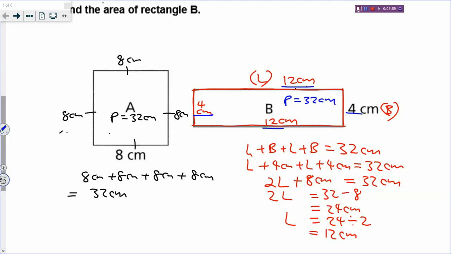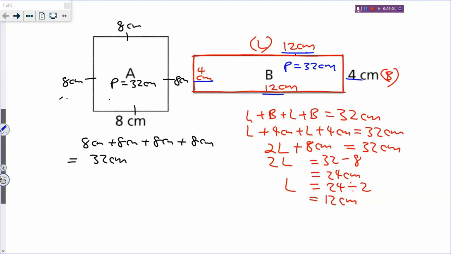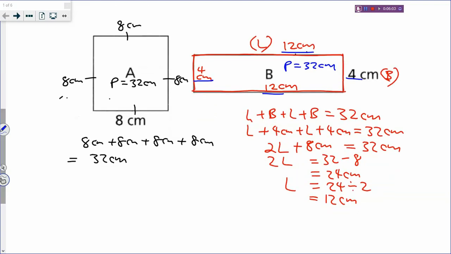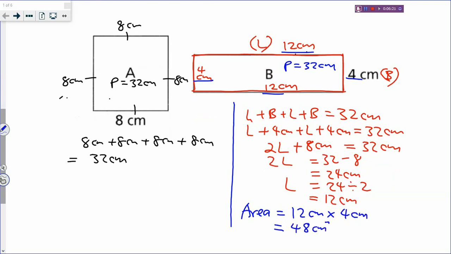So how do you find area? Like what I mentioned, to find area, you have to times. Length times breadth. To find the area of the rectangle, area you always remember is times length times breadth. So length is 12 cm times 4 cm, and the area of the rectangle is 48 cm square. And that's how you work out the area.